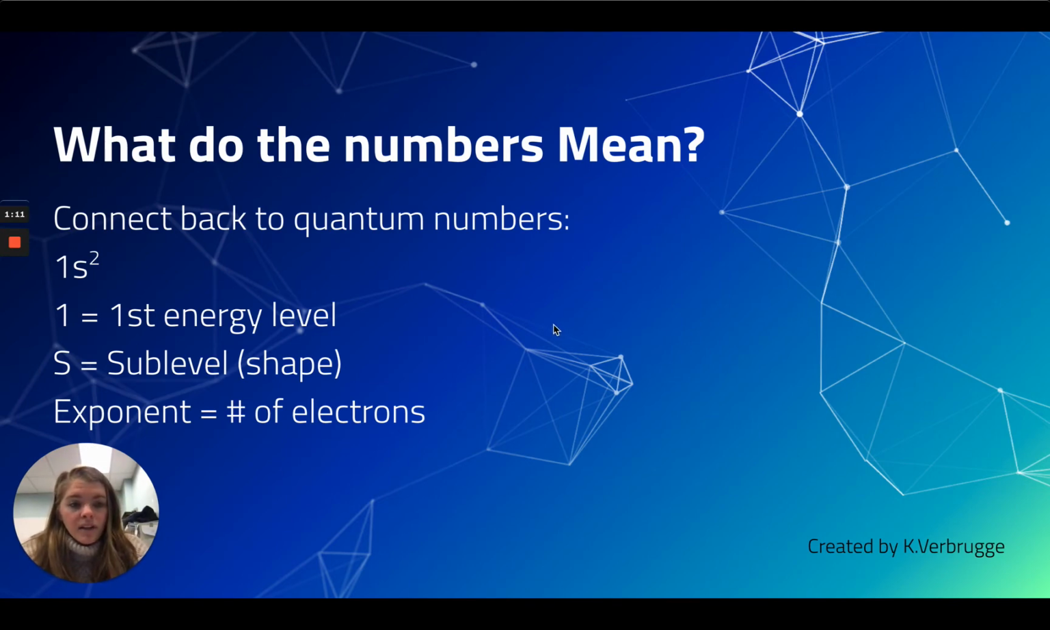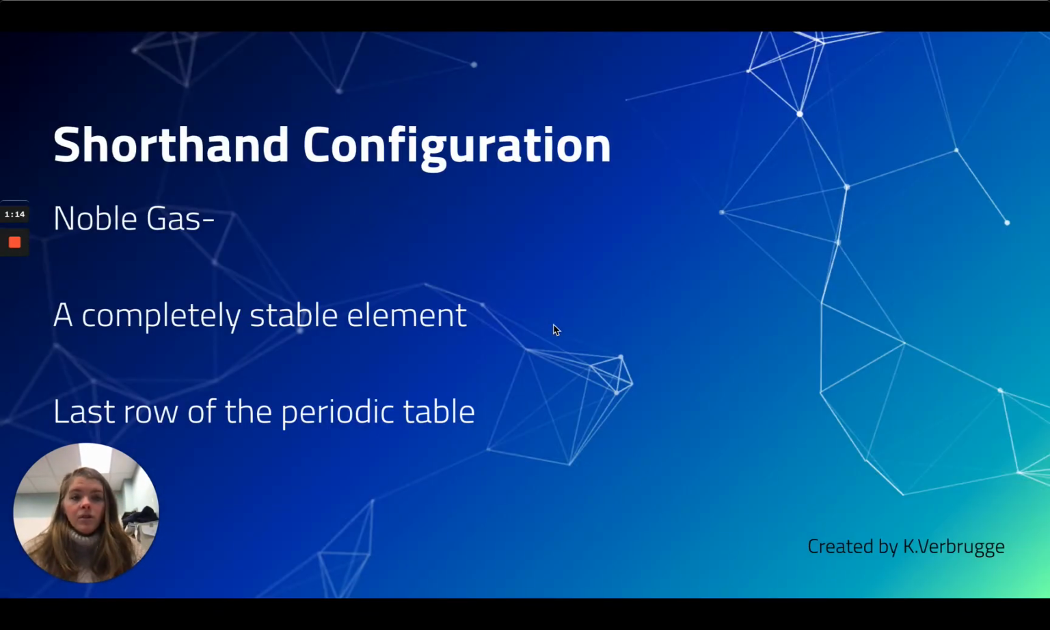So when drawing shorthand electron configurations, it's called the noble gas configuration. We haven't learned about noble gases yet, but a noble gas is a completely stable element. Okay? They generally aren't going to bond with anything because they are happy just the way they are. They're located in the last column of the periodic table. So our noble gases are in column 18. They include helium, neon, argon, krypton, xenon, radon, and so on. Okay, so those are our noble gases.